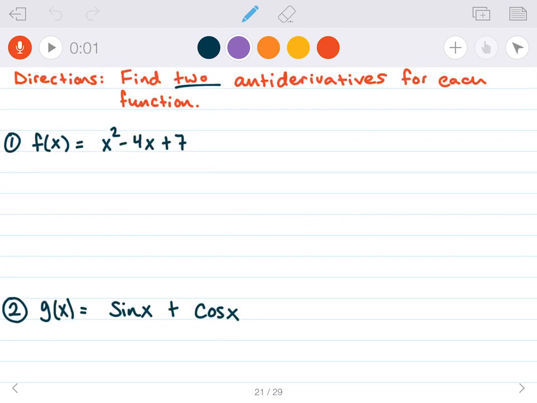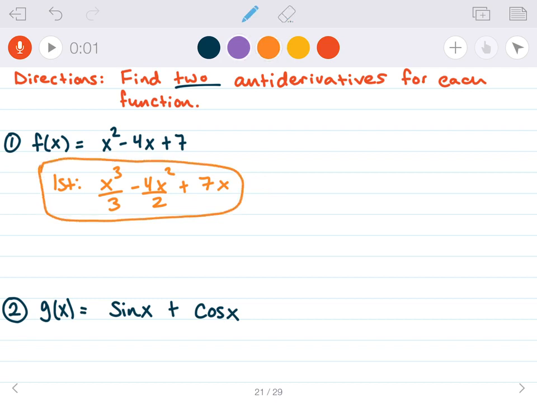All right, so directions: find two antiderivatives for each function. So remember that for an antiderivative, we do that reverse power rule business, and then we add on a constant. So here, one antiderivative, we can just say, well, it's just x to the 3 over 3 minus 4x squared over 2 plus 7x over 1, and then plus 0, right? That's a constant, so I don't even have to write that. So here's my first antiderivative.